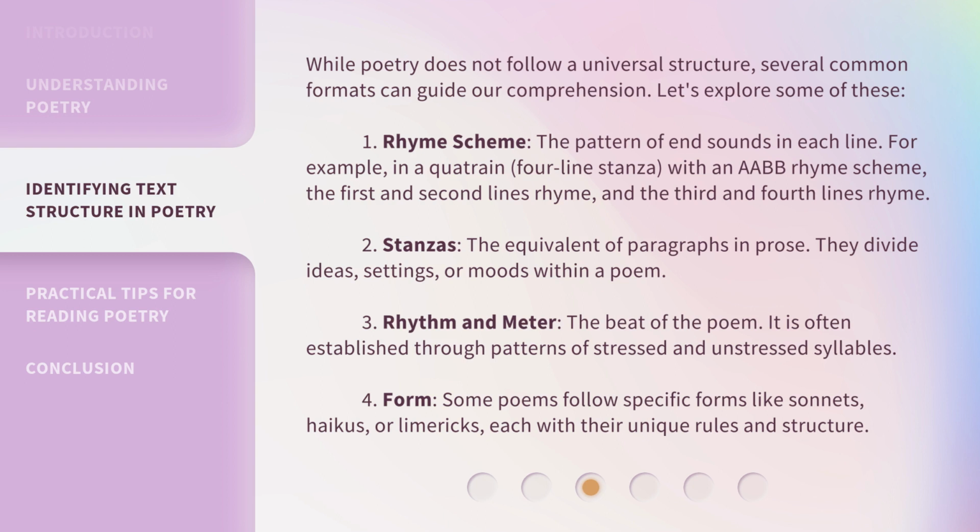2. Stanzas. The equivalent of paragraphs in prose. They divide ideas, settings, or moods within a poem. 3. Rhythm and meter. The beat of the poem. It is often established through patterns of stressed and unstressed syllables. 4. Form. Some poems follow specific forms like sonnets, haikus, or limericks, each with their unique rules and structure.